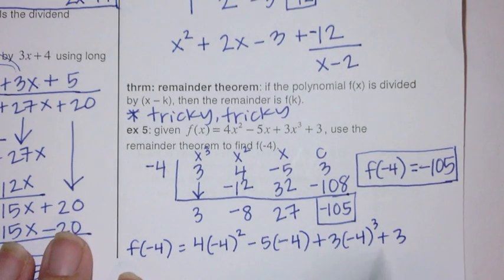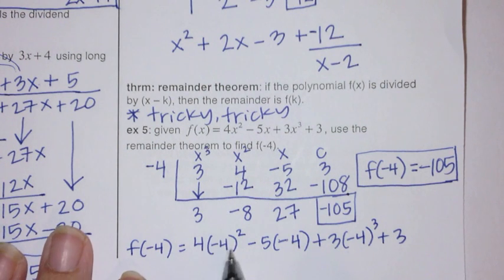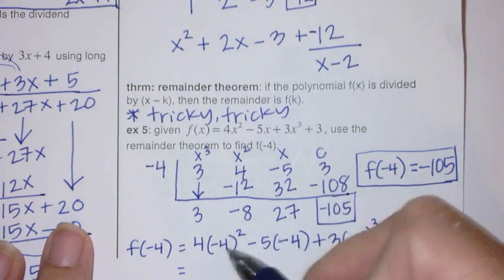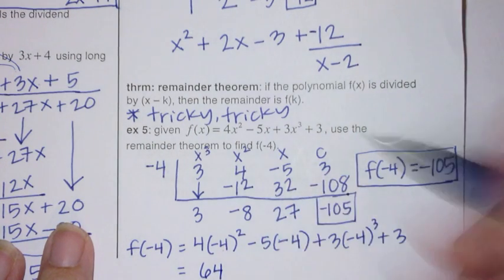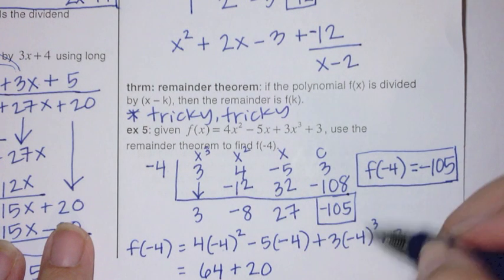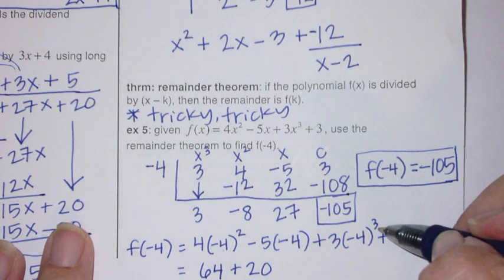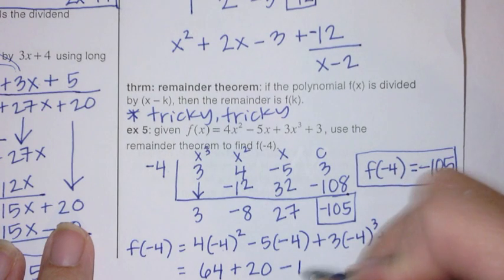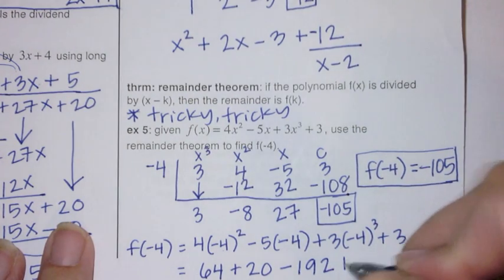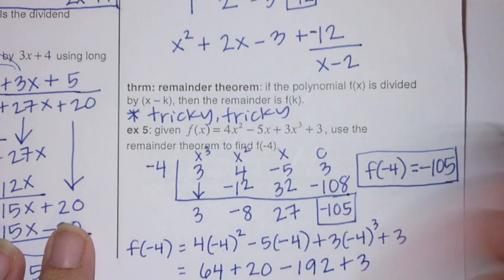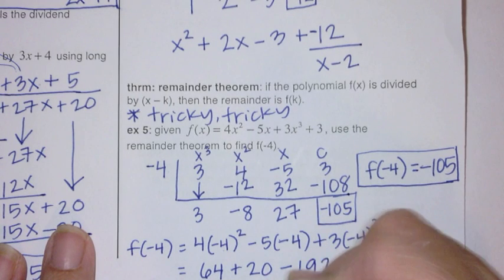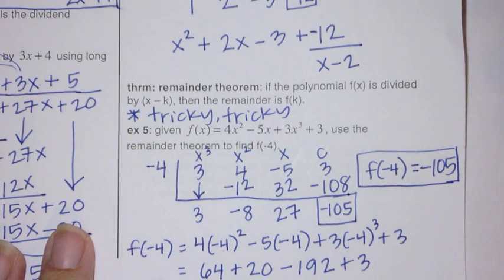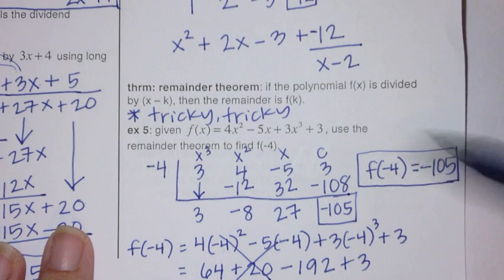But if you notice, this is actually easier in this situation than plugging in, because we got a lot of math going on here. Negative 4 cubed is negative 64, and then we have to multiply that by 3, which is negative 192, and then add 3, and then we'll do all that math, and you'll see we'll end up with negative 105. So this is not the way we're going to do it on our test if it says remainder theorem. I just wanted you to see that. So that's a cool theorem right there.